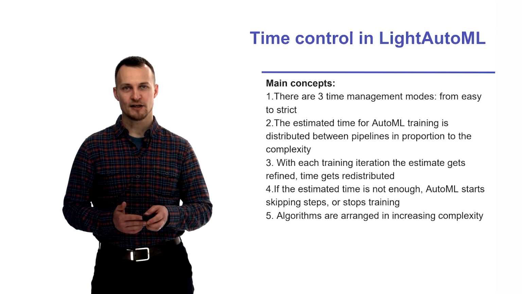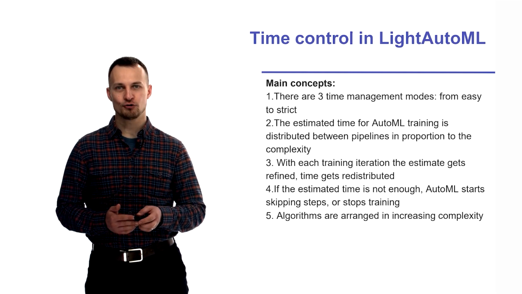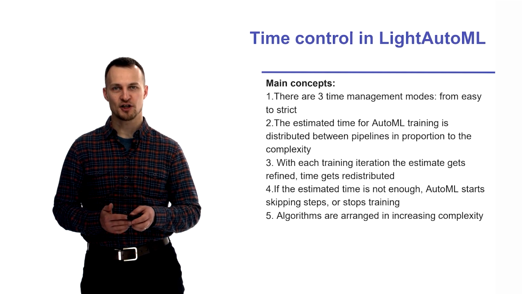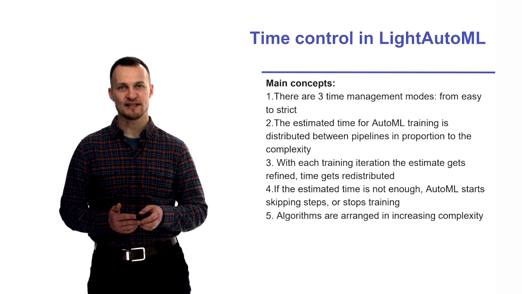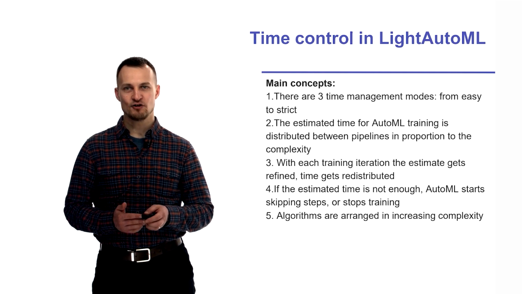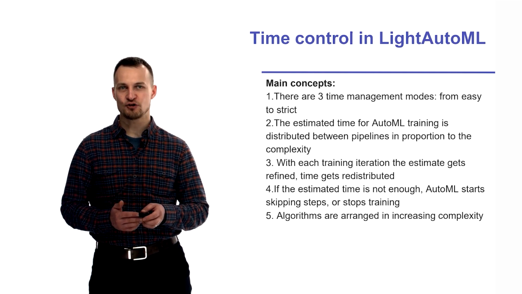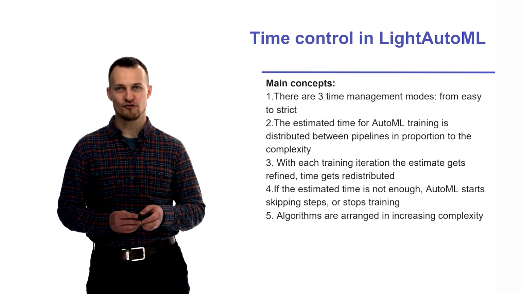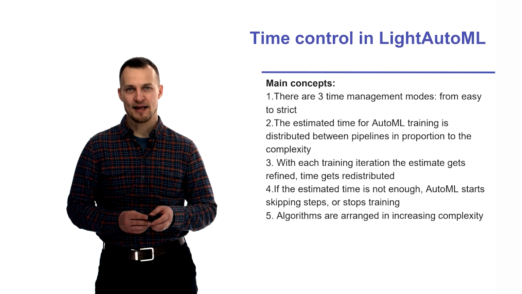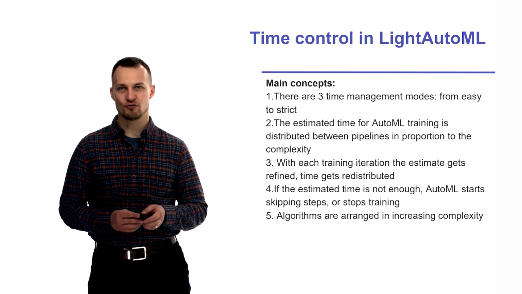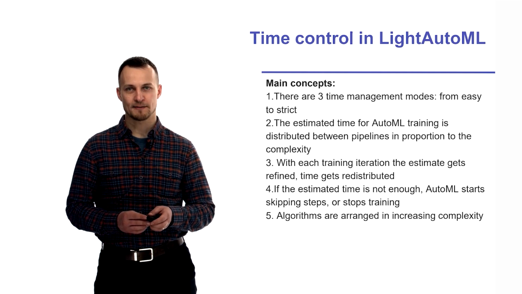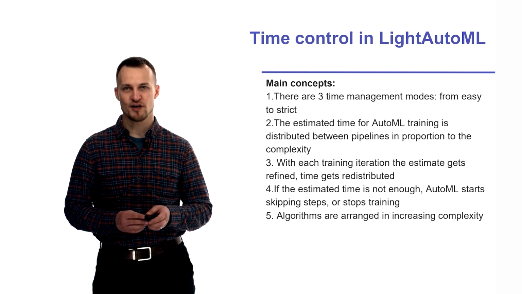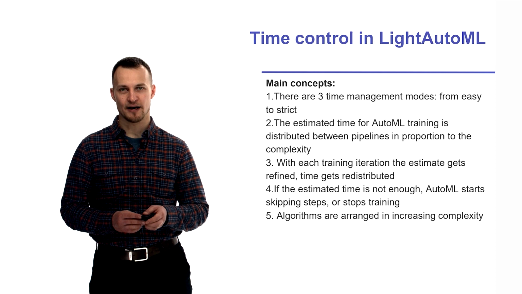In mode 1, which is set by default, AutoML interrupts the cross-validation cycle when the time budget of a particular algorithm is exhausted. The new algorithm will not start training if the estimated execution time is greater than the remaining time. The last mode is similar to the previous one, but more strict. The stop will occur a little earlier in order to be guaranteed to meet the deadline.